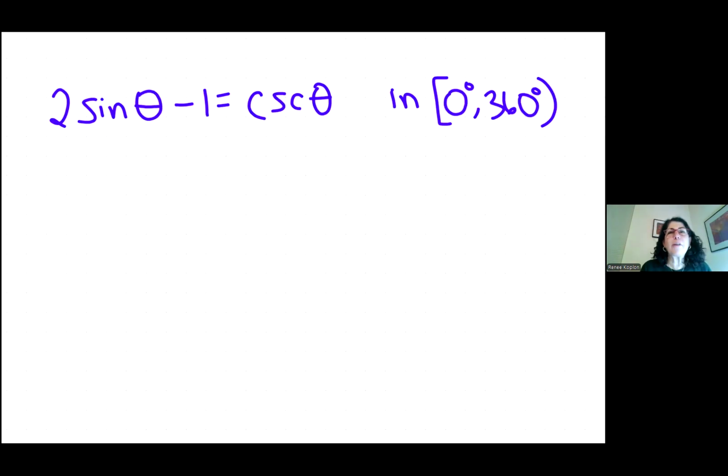Let's solve this trigonometric equation. 2 sine theta minus 1 is equal to cosecant theta. And we're asked to find all the solutions in the interval from 0 degrees to 360 degrees.